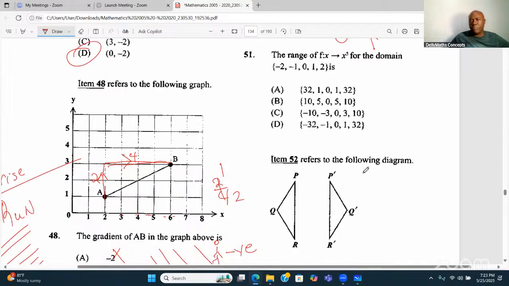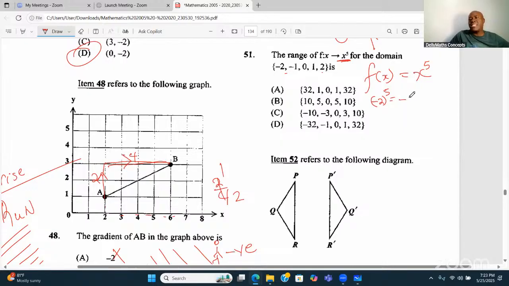Let's go to 51. 51 says that we have a function here, like we have f of x is equal to, that's what this is saying. It's equal to x raised to the 5th power. And you're going to be trying numbers from -2 all the way to 2. It's not a big deal. So what are you doing? You're saying -2 raised to the 5th power. What is that? So that's -2 times -2 times -2 times -2 times -2.